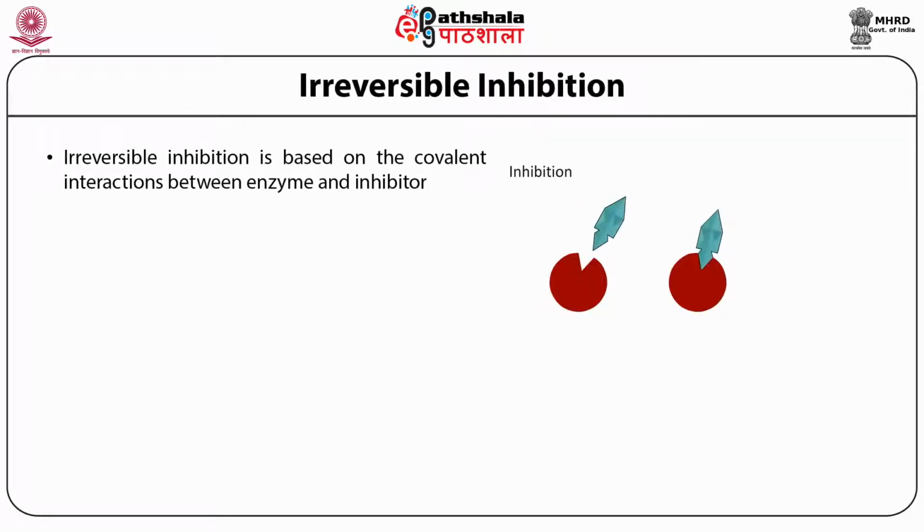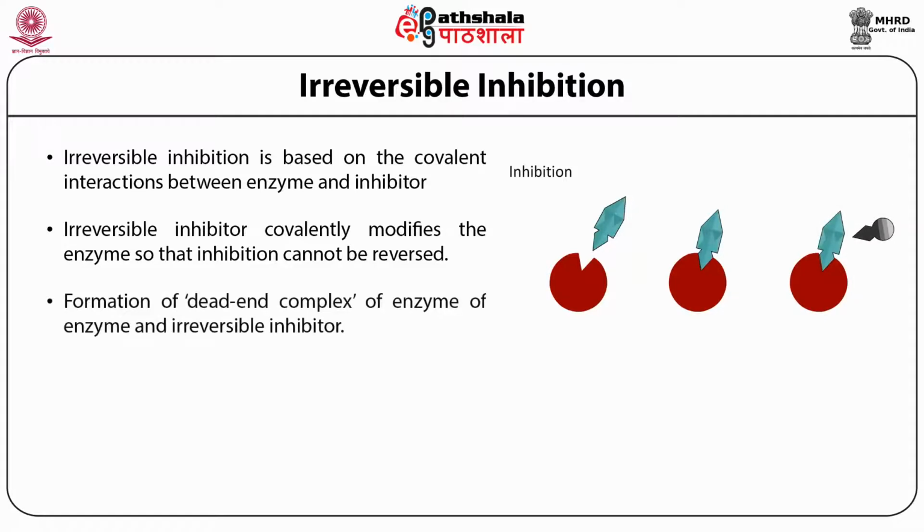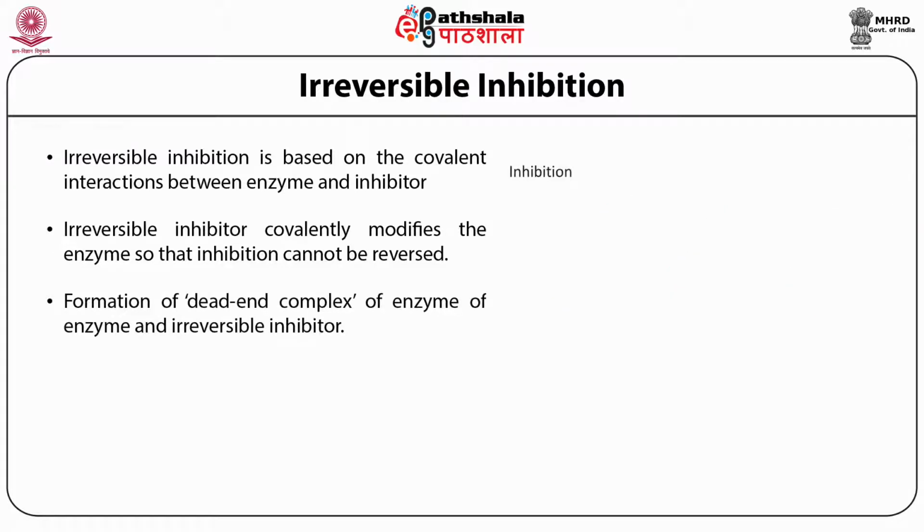Irreversible inhibition, as the name suggests, you cannot reverse this inhibition. It is based on the formation of a covalent bond between the enzyme and the inhibitor. This covalent bond, which is formed between enzyme and inhibitor, is not reversible. Therefore, the EI complex, or enzyme inhibitor complex, is a dead end complex where we don't have any product formation.